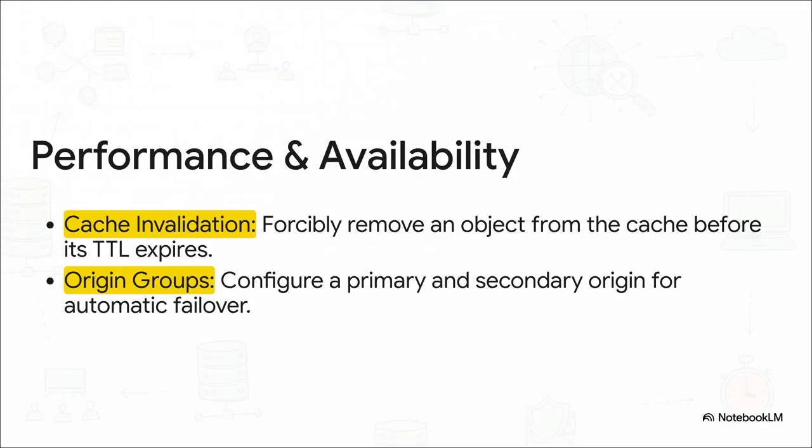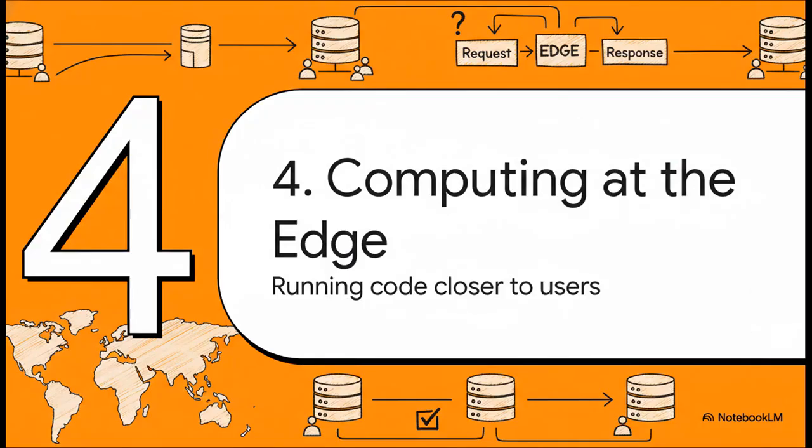You've also got some really powerful tools for managing performance and, well, making sure things don't break. For instance, say you just updated a critical file and you need everyone to see the new version right now. You don't have to wait for the old one to time out in the cache. You can issue a cache invalidation to just forcibly kick the old file out of every cache everywhere. And for high availability, you can set up an origin group. This is where you have a primary origin and a backup. If the primary goes down for any reason, CloudFront just automatically flips over to the secondary. It's seamless failover.